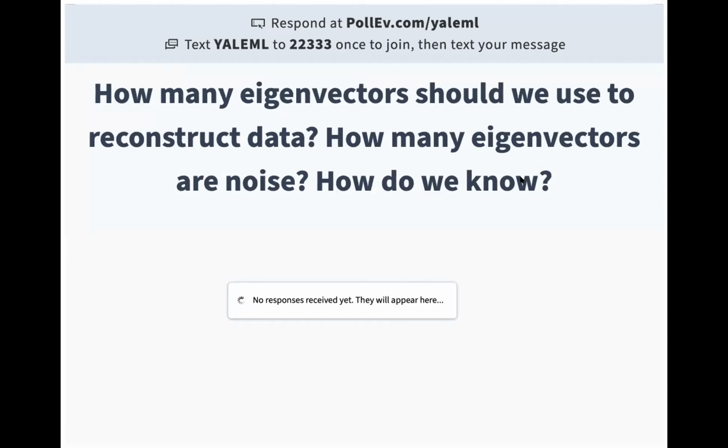But there's also always this question, how many eigenvectors should we use to reconstruct the data? And how do we know which of them are noise? Any thoughts on that?